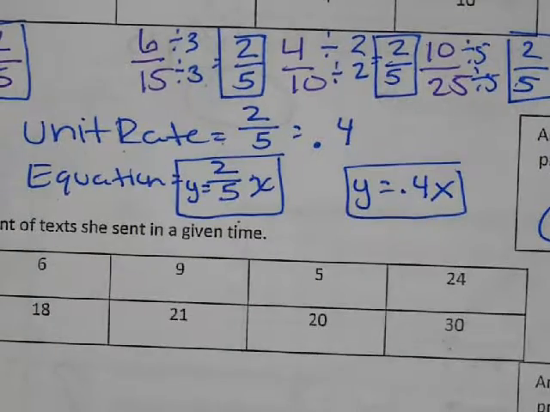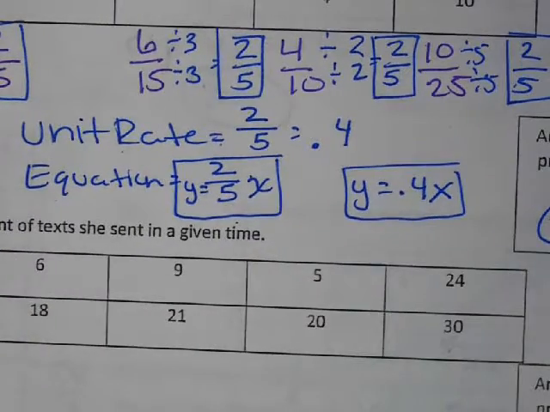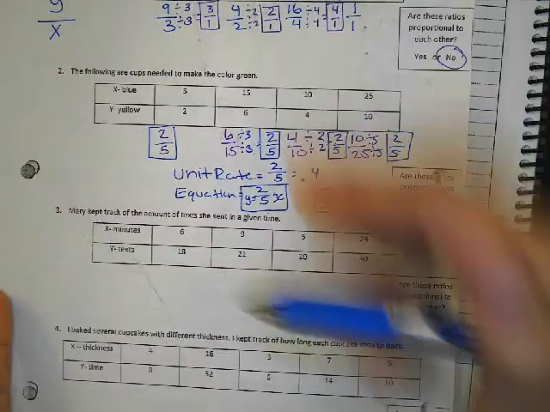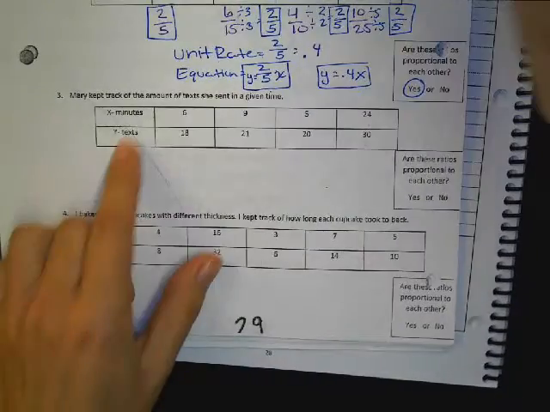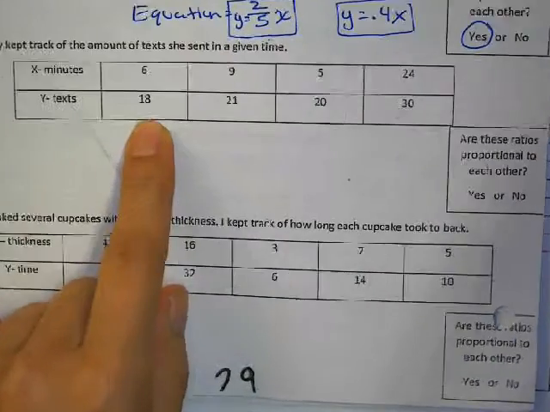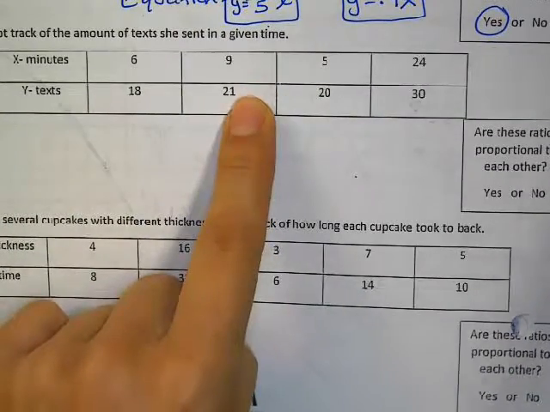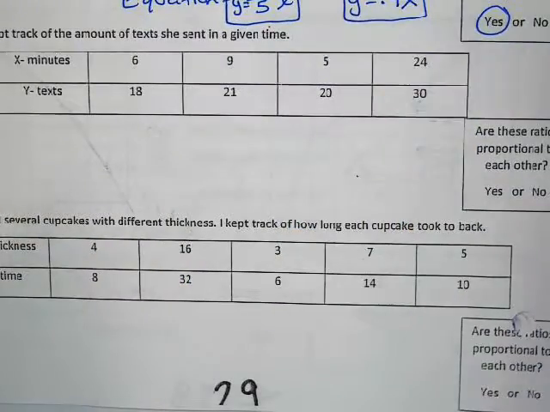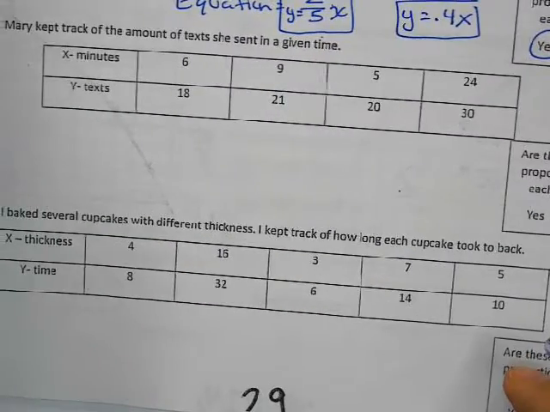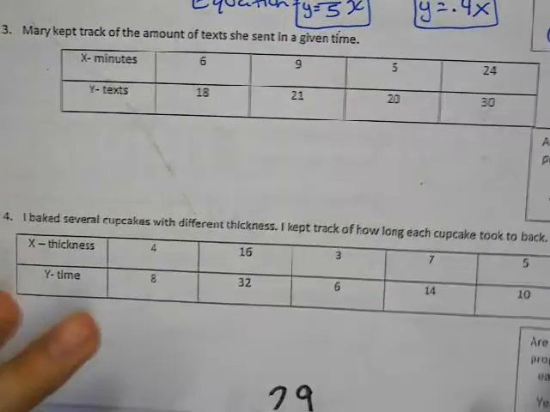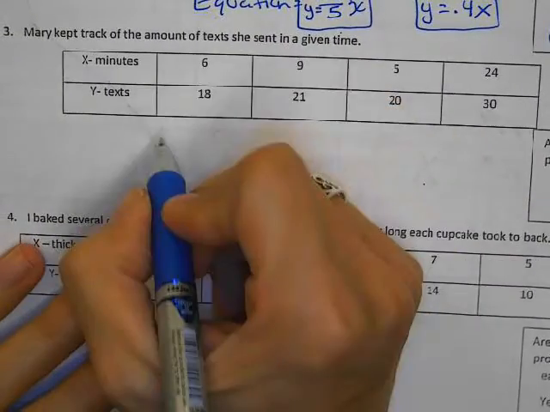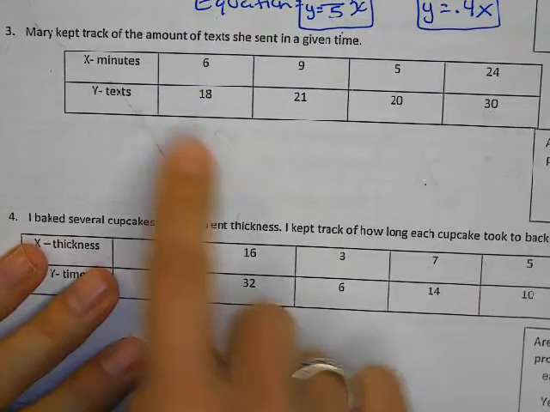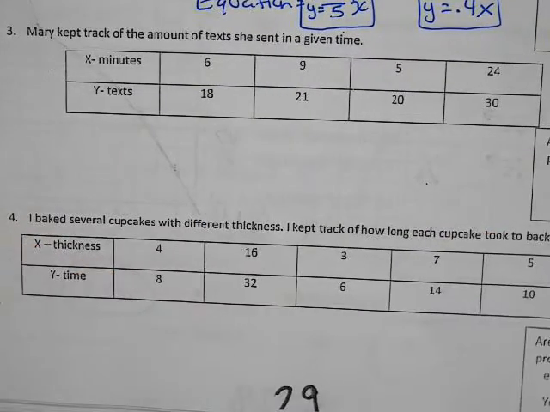All right. Number 3. Mary kept track of the amount of texts she sent in a given time. In 6 minutes, she wrote 18. In 9 minutes, she wrote 21. In 5 minutes, she wrote 20. And in 24 minutes, she wrote 30. With no response from her mom. Okay. Write out the ratios in fraction form.